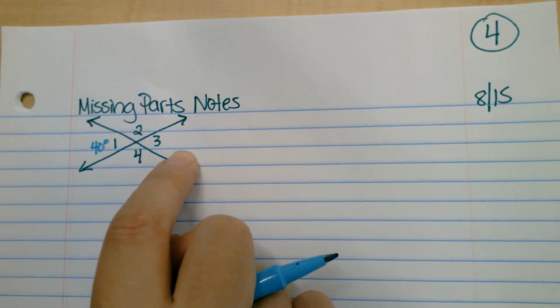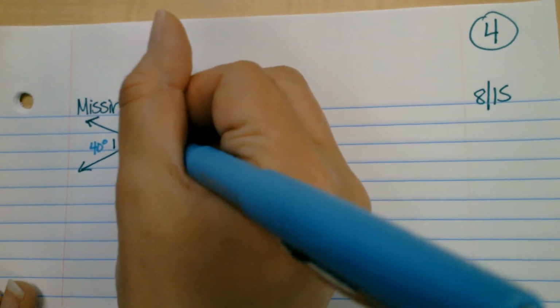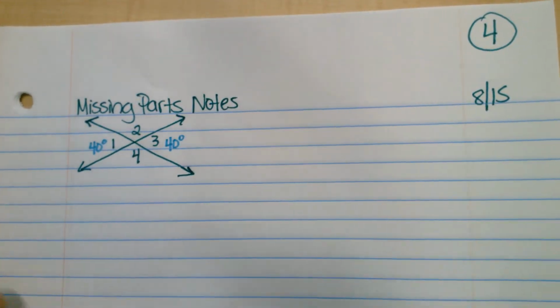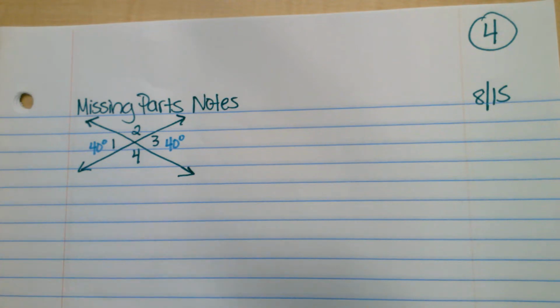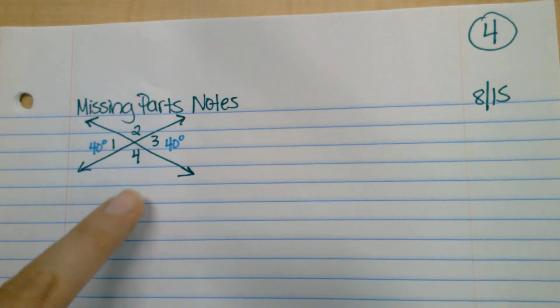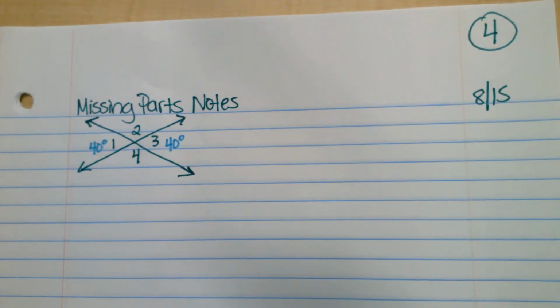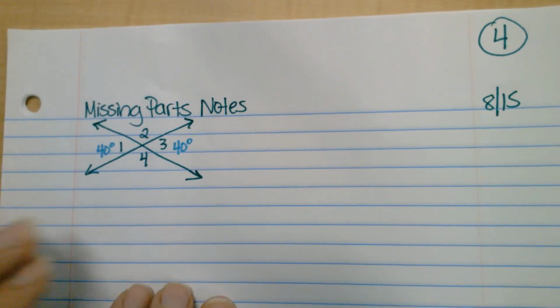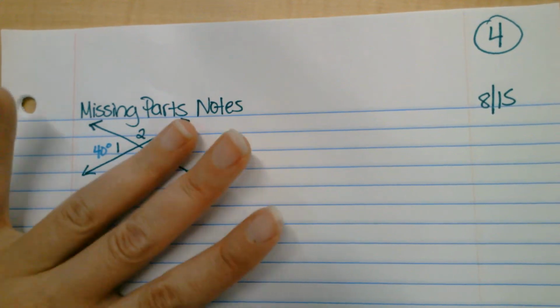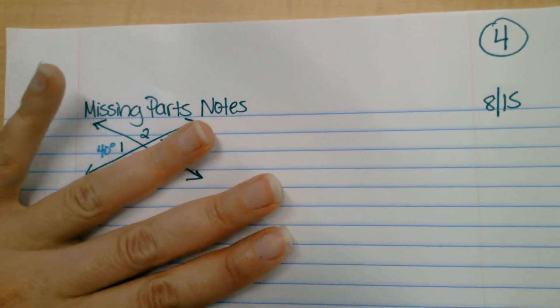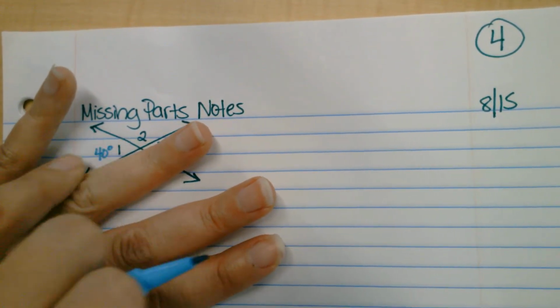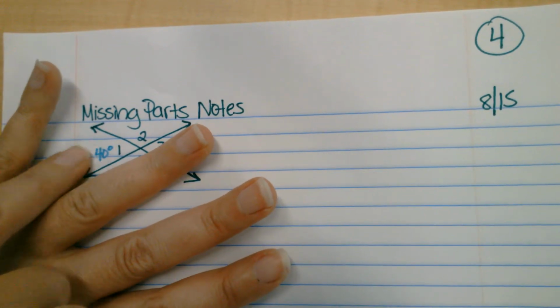What do you guys think? Is 3 the same? Yes. So I will tell you, 3 is the same, but we're going to have to prove it. We're going to have to explain how we know that 3 is the same. And to do that, we're actually going to use angles 2 and 4. So how many degrees? I'm going to actually cover up 3 and 4, and we're just going to talk about 1 and 2.